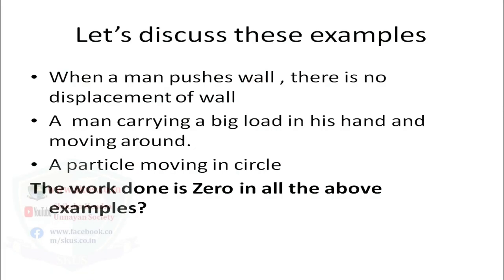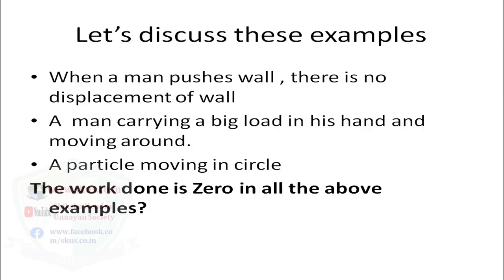Let's discuss these examples and see what is the work done in these cases. First case, when a man pushes a wall, there is no displacement of the wall. The question arises whether work is done. Well, we say that the work done is 0 in this case because there is no displacement of the wall.